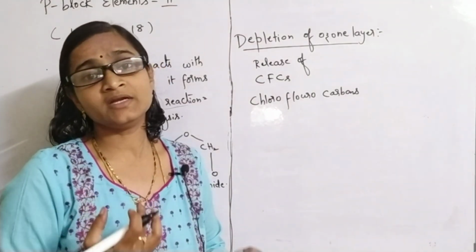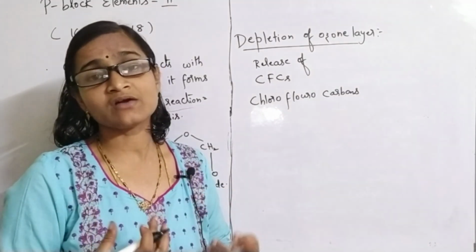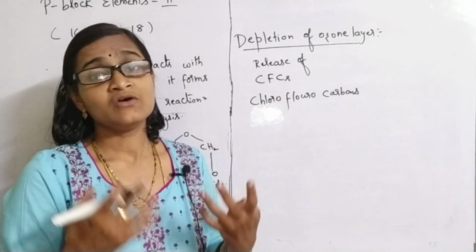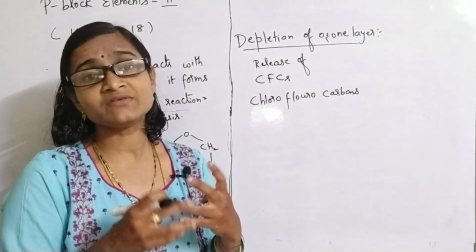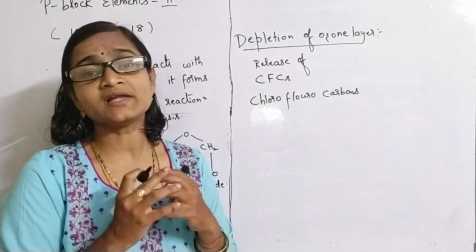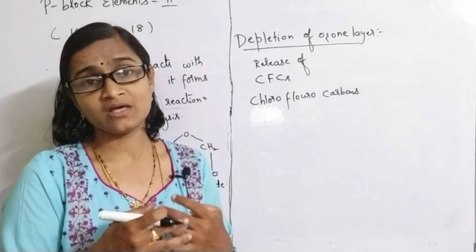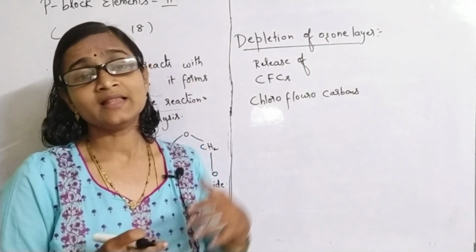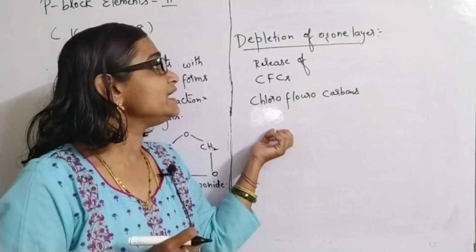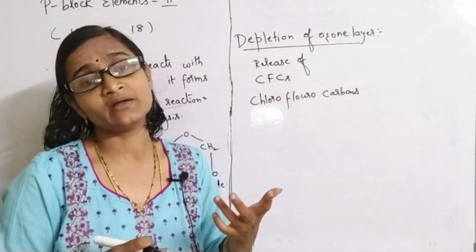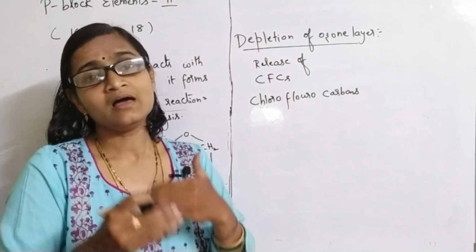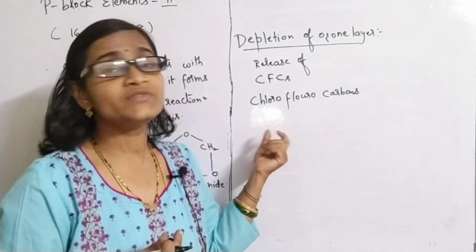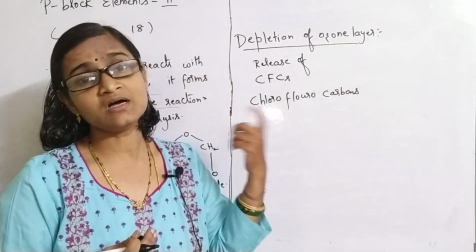It is for our comfort zone. We use AC in our houses. Air conditioners and refrigerators have compressors in them. By using that compressor continuously for a long time, they release chlorofluorocarbons into the atmosphere. That chlorofluorocarbons are leading to the depletion of the ozone layer. It is forming holes because of the release of these poisonous gases into the atmosphere.